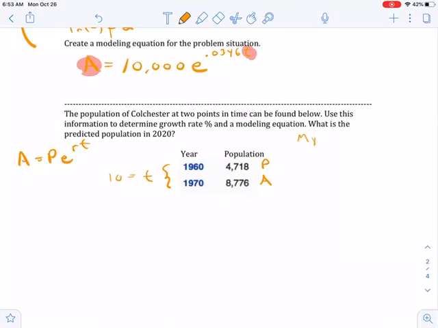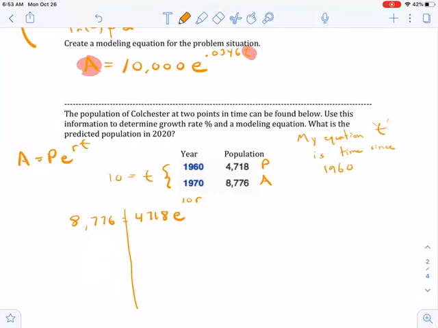And what I can kind of say in my equation is that t is time since 1960. So I don't want to lose sight of that or lose track of that. Okay, so let's plug everything I know into my equation. So I know 8,776 equals 4,718 e to the, I'm going to say 10r. It is r times t, but I didn't want to write r times 10. I just wanted it to be here.